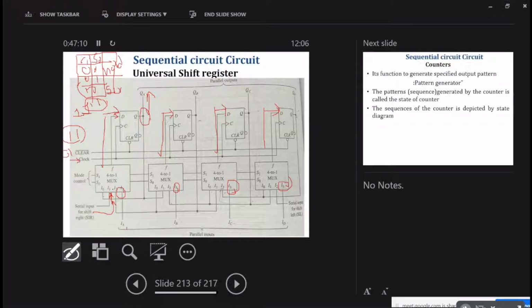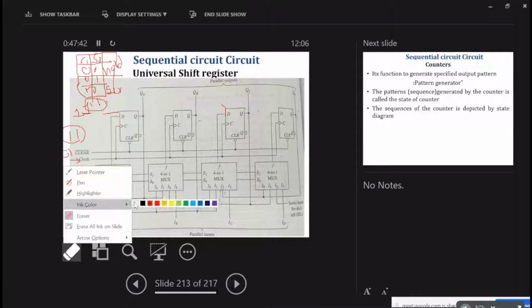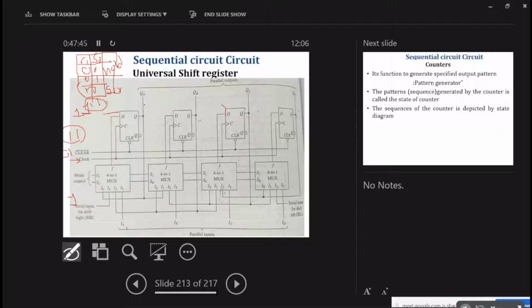So whatever value is there, see here, when 0 1 is there, the first flip flop will get information, the first bit it will get. After the arrival of the clock pulse, we will get that information at this QA output, because serially we are shifting in the right direction. So initially, for the first clock pulse, we get this one information.